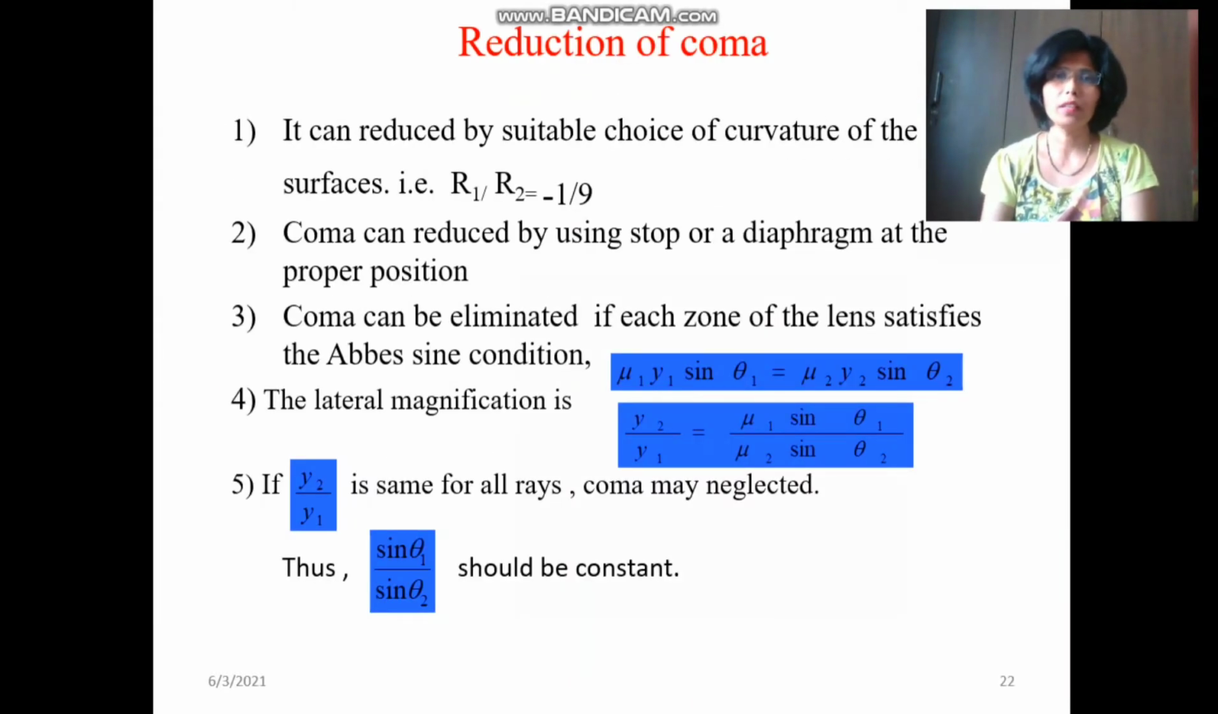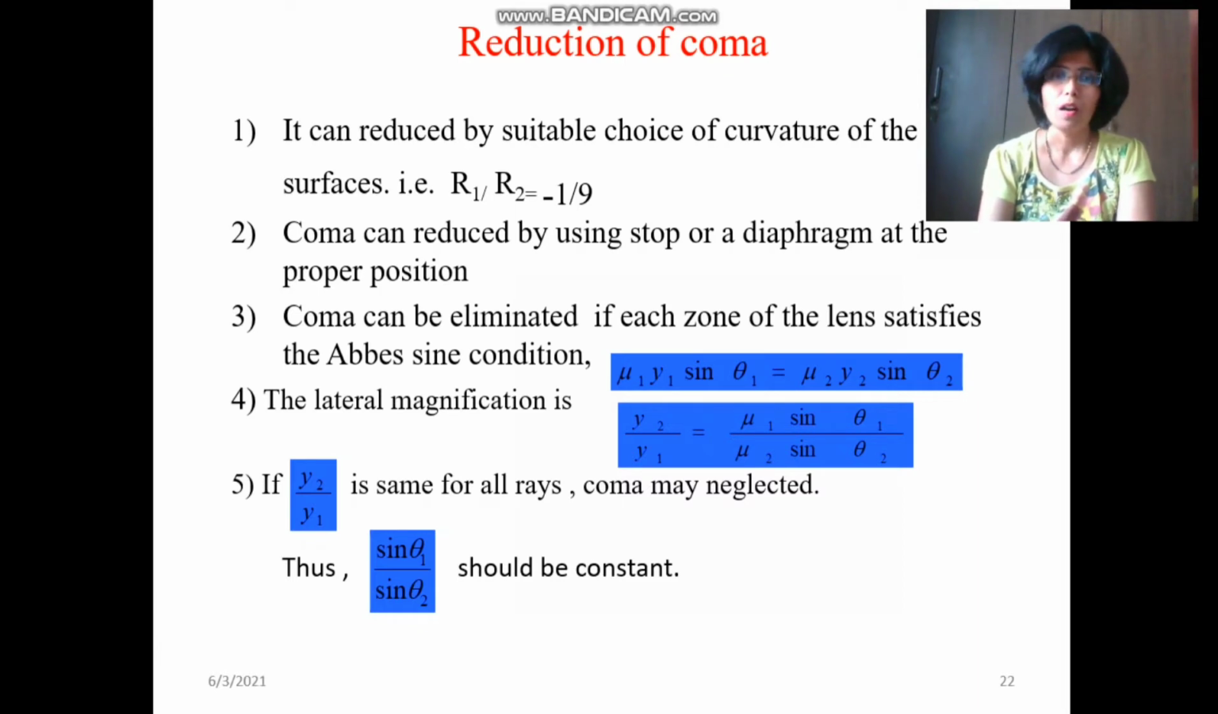So here are the different methods to reduce this coma. Now we have seen that the aberration arises due to the variation of the lateral magnification for the rays passing through the different zones of the lens. The aberration can be eliminated by different methods. The first one is, like spherical aberration, coma produced by a single lens can be reduced by a suitable choice of the radii of curvature of the lens surfaces.